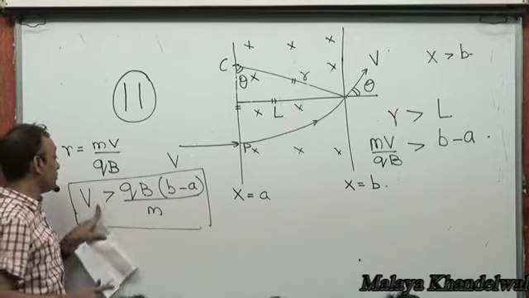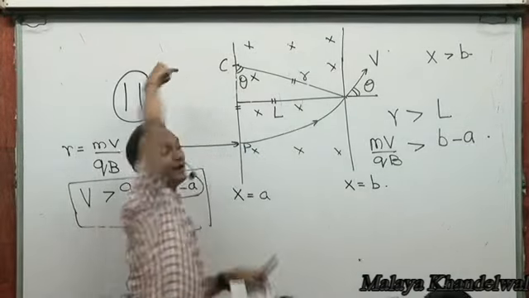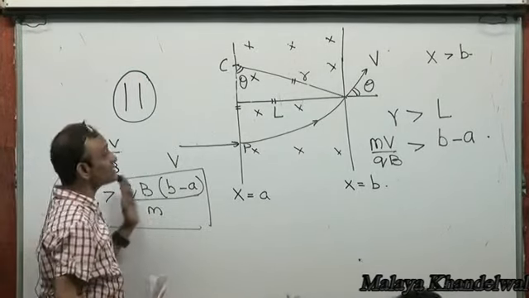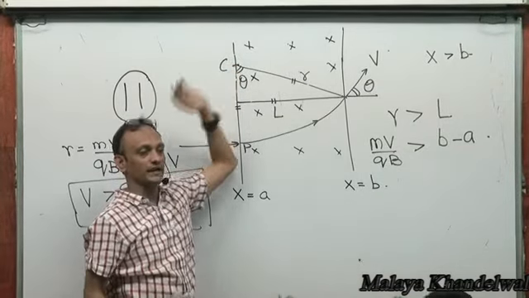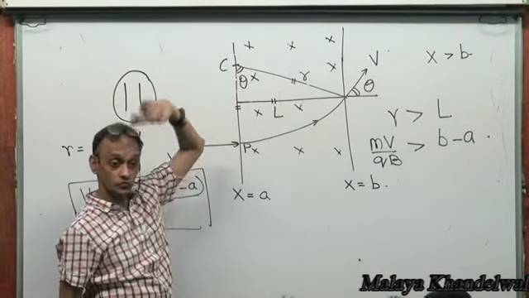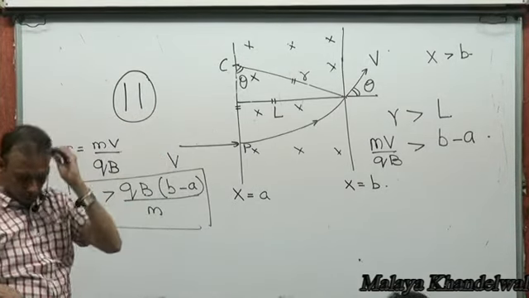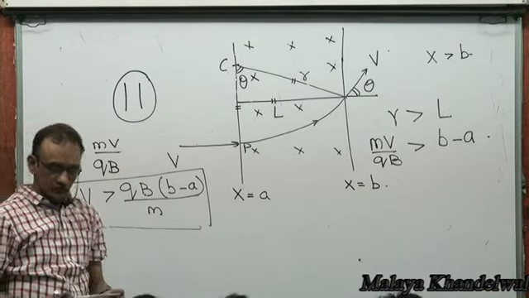If v becomes equal to this, then it will go like this and it will have a 180 degrees deviation. Right? And if v is less than this, again pi deflection. Yes or no? Got me? Simple, isn't it?